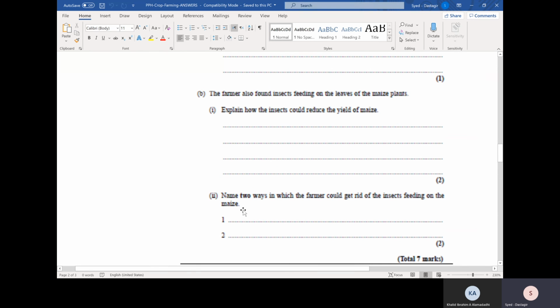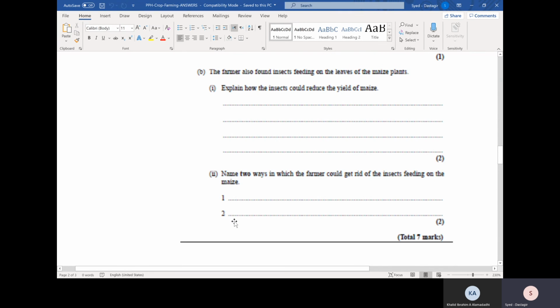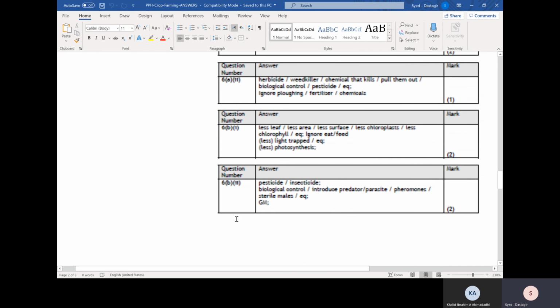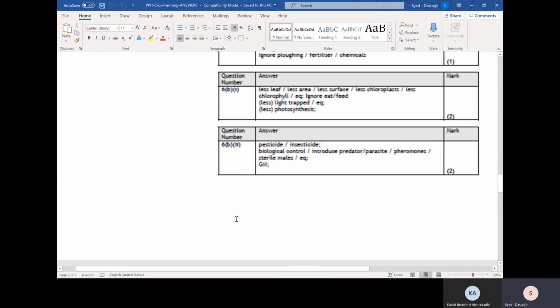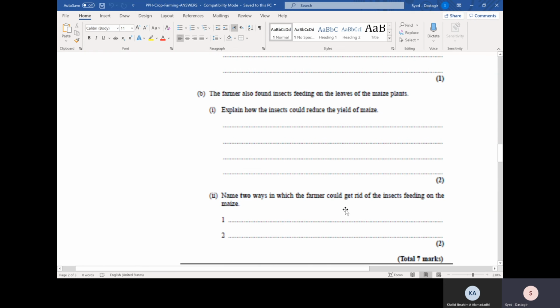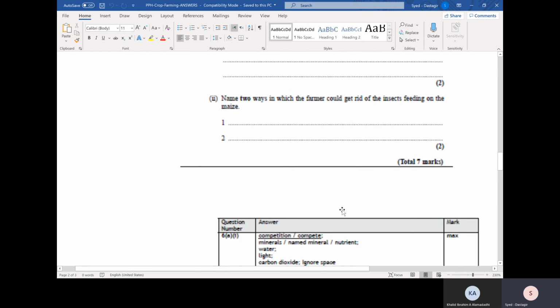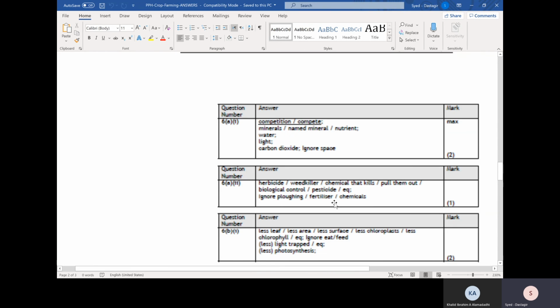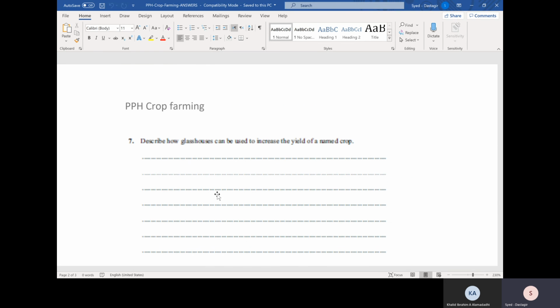Hopefully that makes sense. Name 2 ways in which the farmer could get rid of the insects feeding on the maize. What 2 ways? Well, all you need is a pesticide or insecticide, as we mentioned before, or a biological control. You can introduce a predator, and that should get you your 2 marks. Another way is sterile males who cannot reproduce, and eventually the insects will die out because the males are sterile. So hopefully that shows you how to get all the marks.